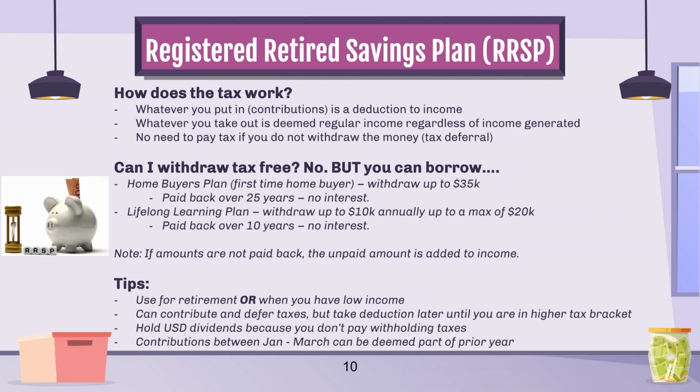Both of these plans allow you to withdraw money out of your RRSP, but it's really considered a loan to yourself, which means you have to actually pay it back eventually. So depending on the plan that you borrowed from, if it's the Home Buyers Plan, you have to pay it back equally in 25 years. If it's Lifelong Learner Plan, you'll have to pay it back equally in 10 years.